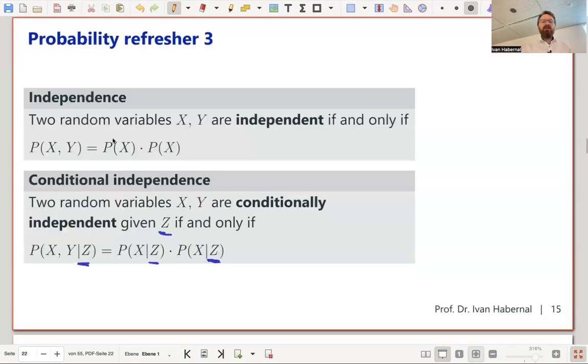Yes, there might be an error. Where's the error? This should be Y, exactly. So let me just write this.